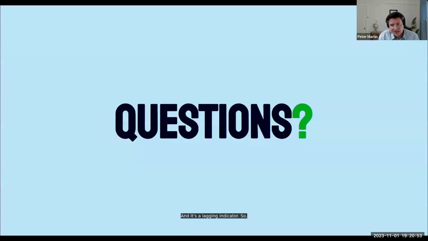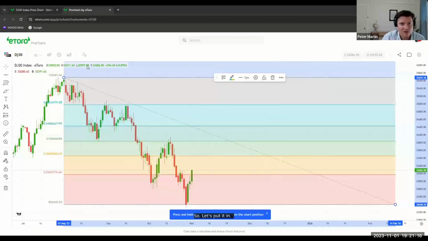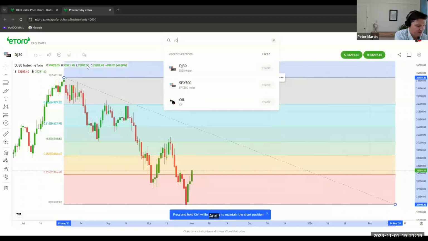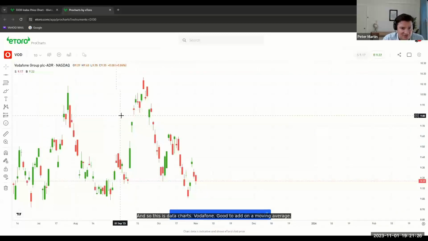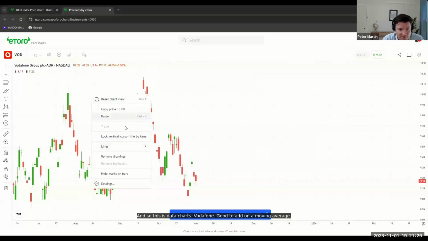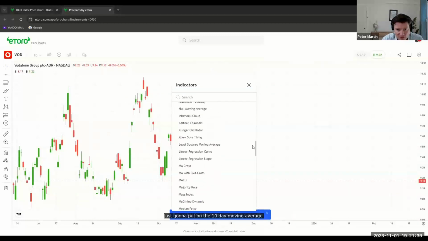And it's a lagging indicator. A good way to look at this is, different charting packages may work in different ways, so you have to try and use your own. It's always a good idea to actually have a look and see if you can work out what it is doing. So let's put in Vodafone. This is a daily chart of Vodafone. I'm going to add on a moving average. I'm just going to put on a 10-day moving average onto this one.